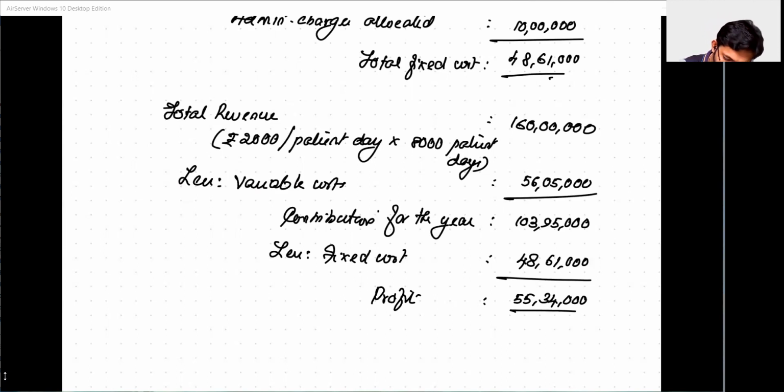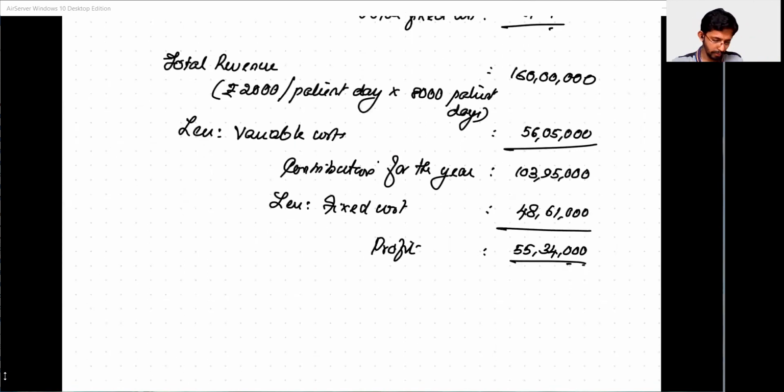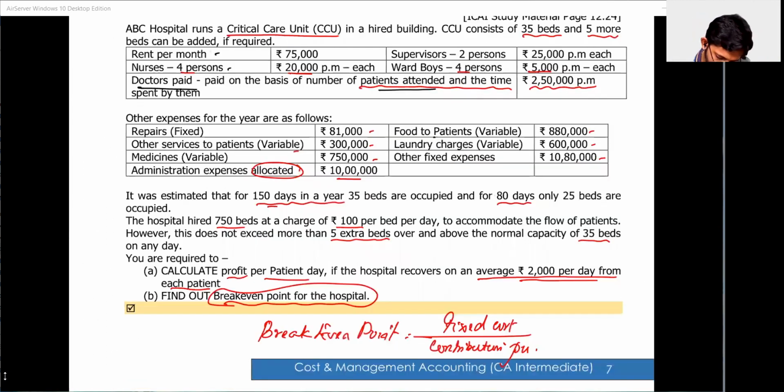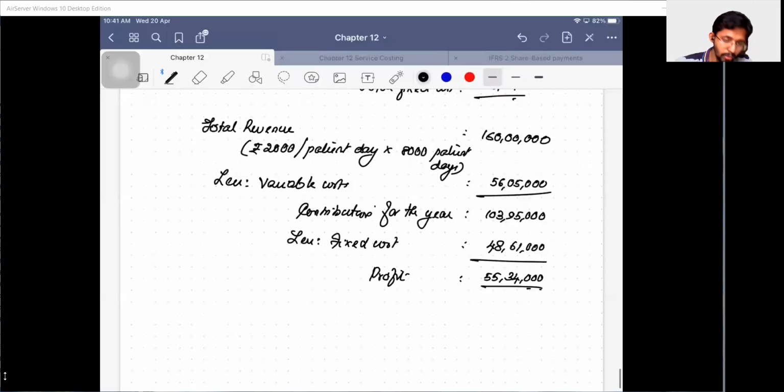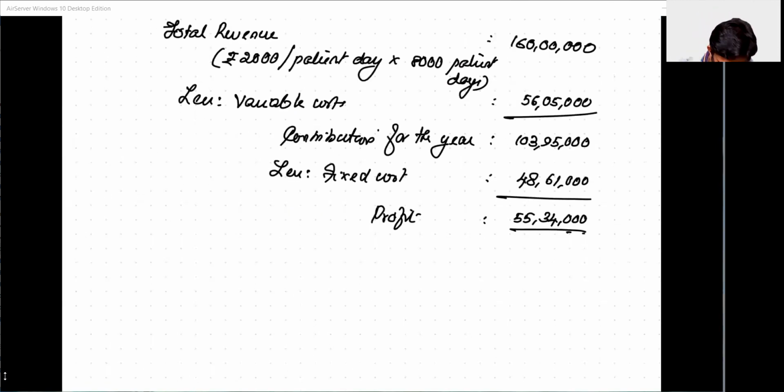See, we have already covered the chapter on marginal costing, and there we have learned in detail how these calculations have to be done: contribution calculation, then profit calculation, etc. Okay. Now when you come to the question, you are required to find out the profit per patient day.